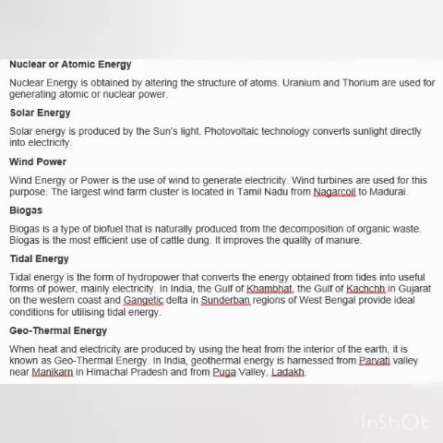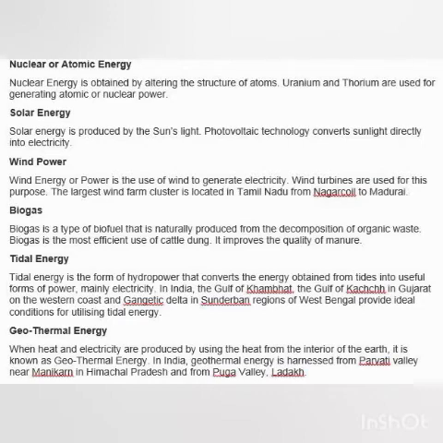Biogas. Biogas is a type of biofuel that is naturally produced from the decomposition of organic waste. Biogas is the most efficient use of cattle dung. It improves the quality of manure.